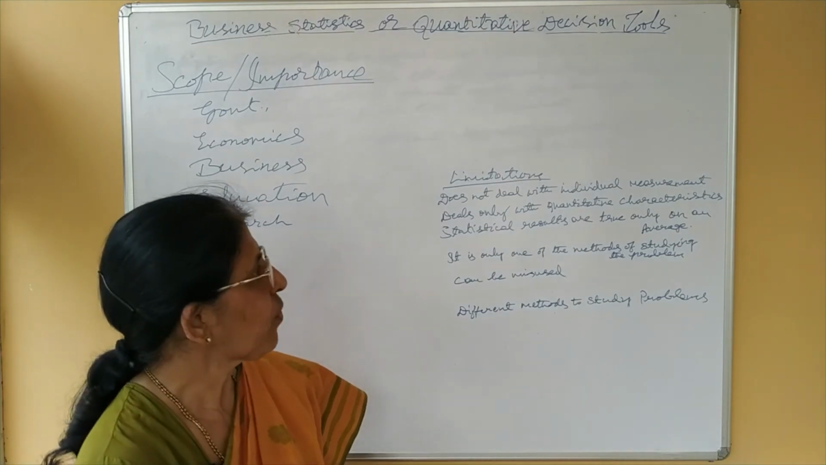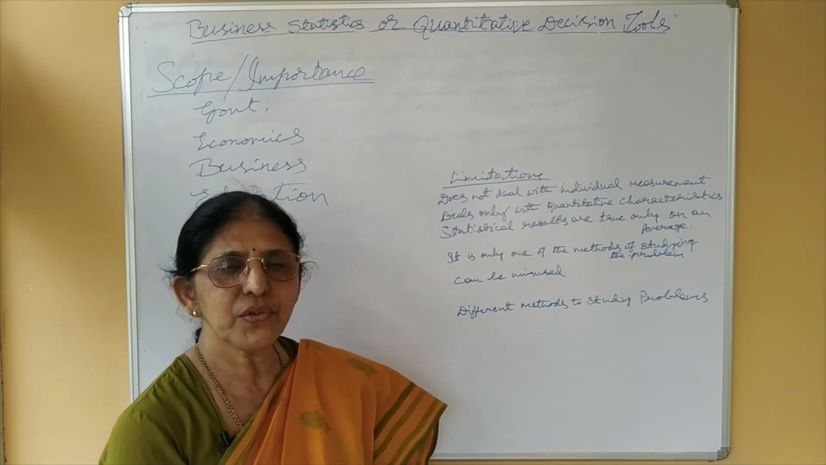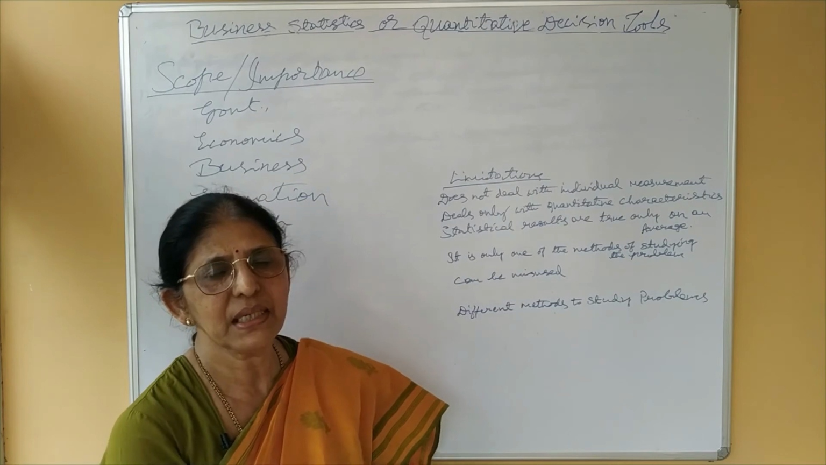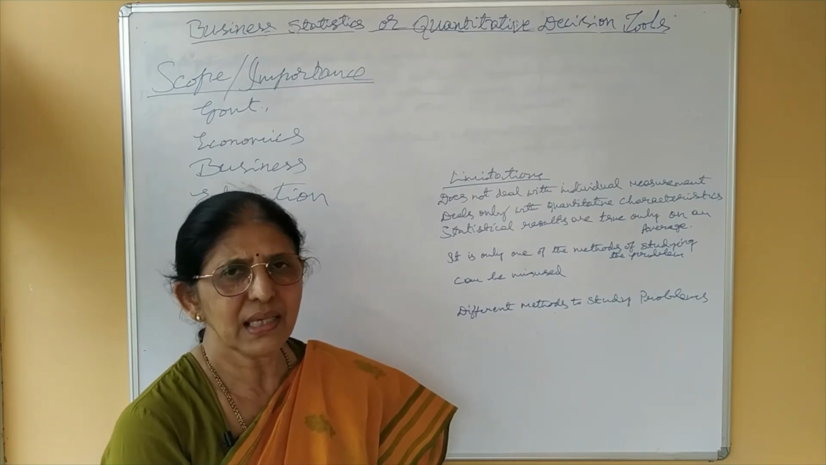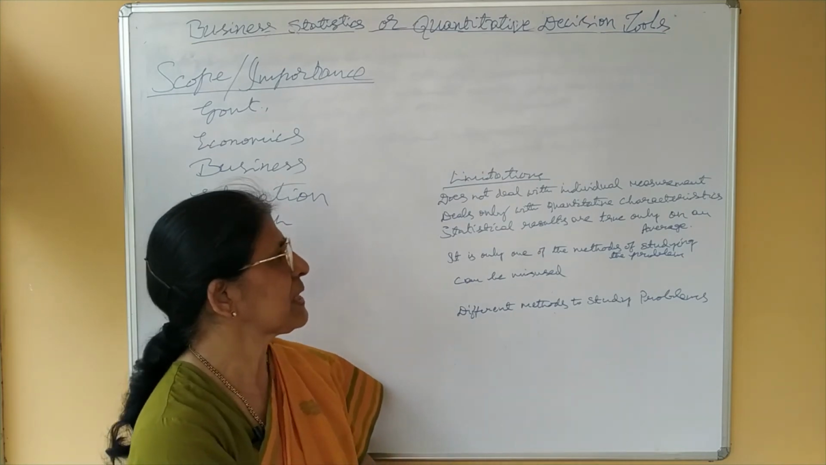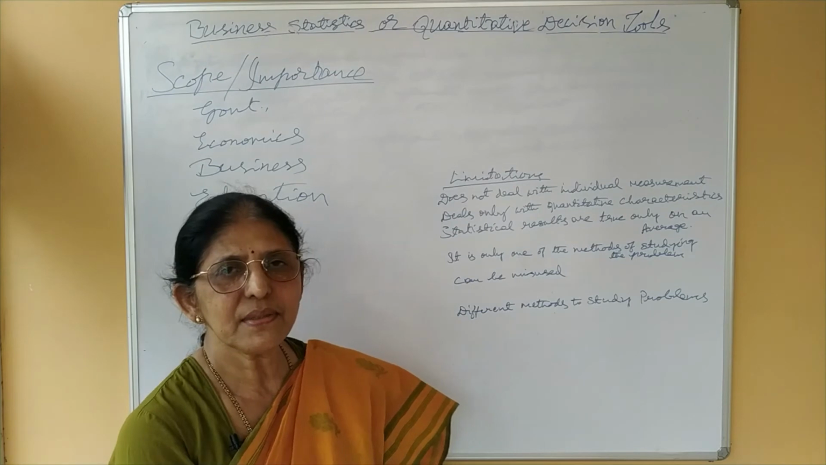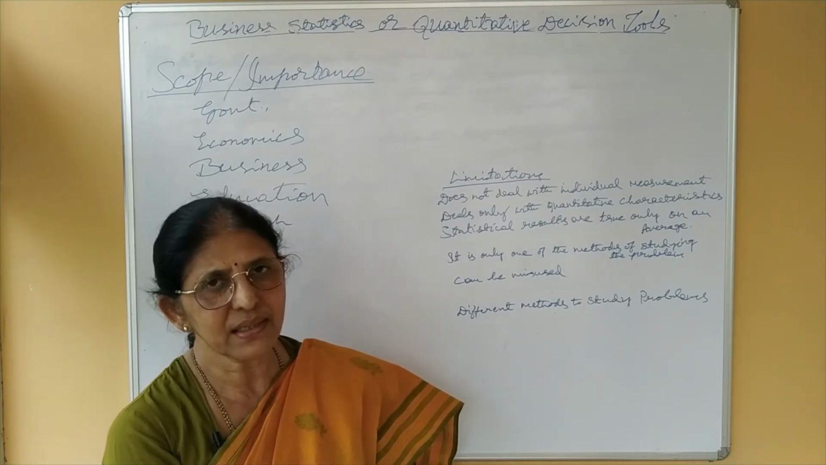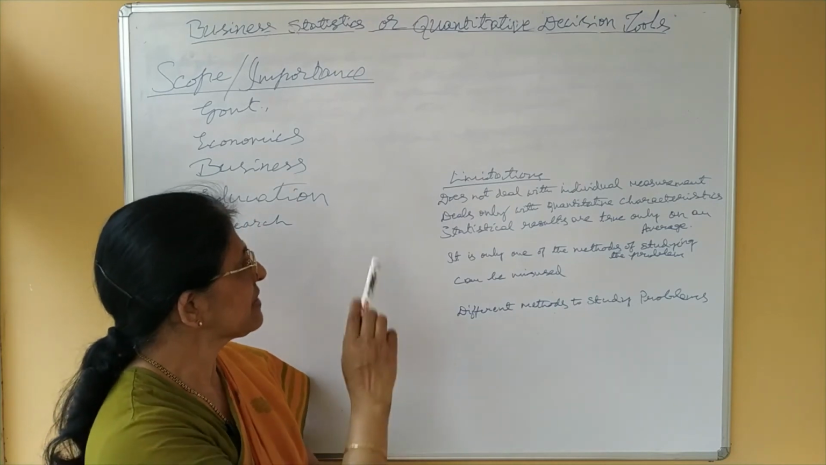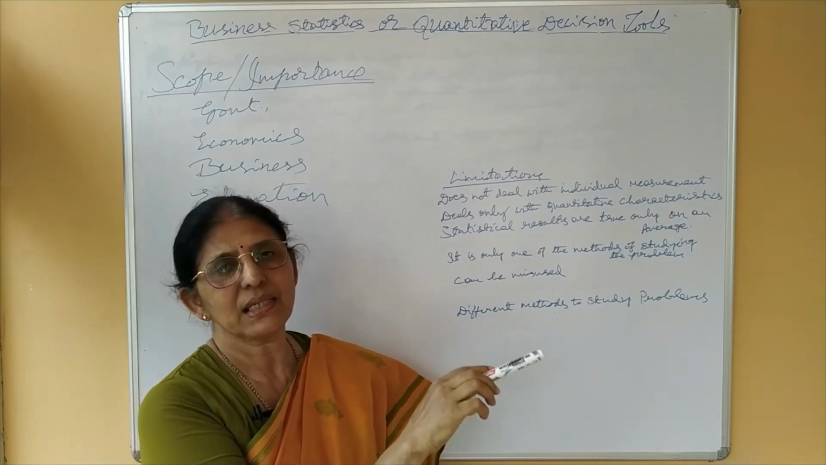When we say quantitative characteristic, it is a characteristic that can be measured by using any technique of measurement. It may be in kgs, in liters, in centimeters, like that. The characteristic that cannot be measured by using any technique of measurement, we say that is a qualitative characteristic. In case of statistics, it deals only with quantitative characteristics.